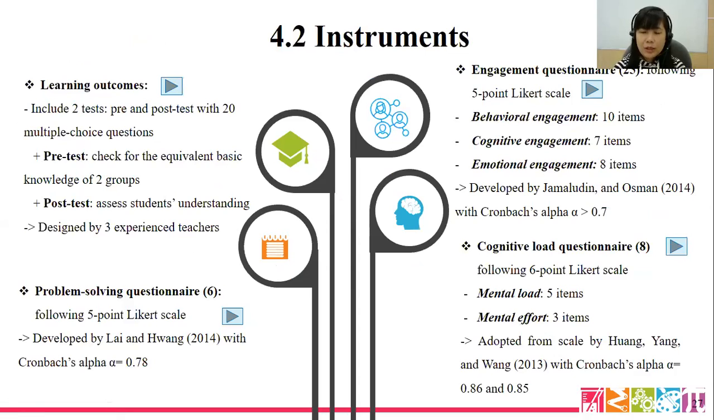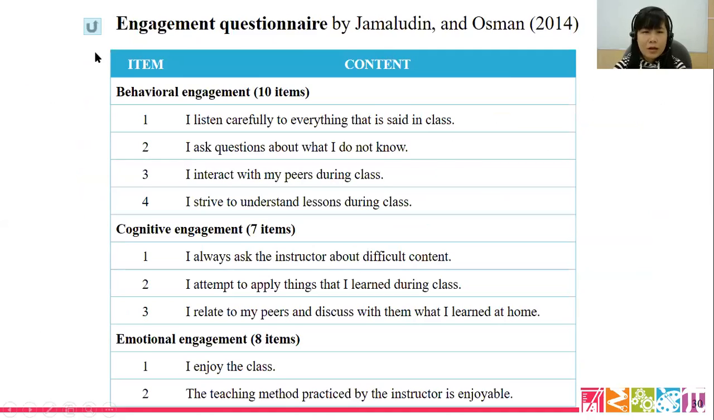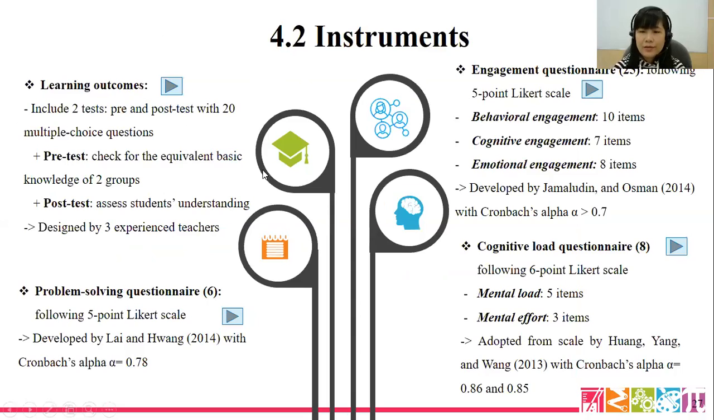The next questionnaire is engagement with 25 items, following a 5-point Likert scale. In this questionnaire, there are 3 aspects: behavioral engagement, cognitive engagement, and emotional engagement. For behavioral engagement, one example is I listen carefully to everything that is said in class, or ask questions about what I do not know. In terms of cognitive engagement with 7 items, like I always ask the instructor about difficult content. For emotional engagement, I enjoy the class. This questionnaire was developed by the River study 2014 with high Cronbach's alpha.